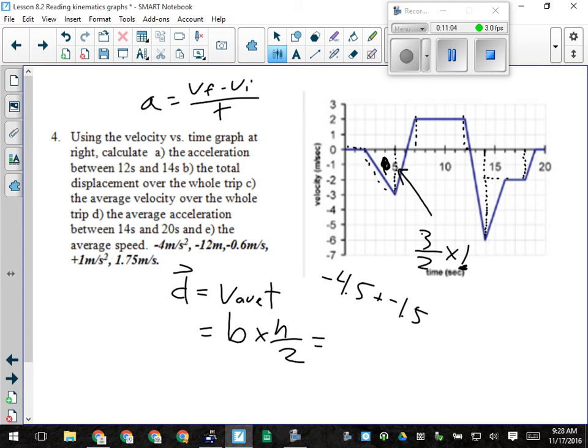Okay, I know what you're thinking. The line is going back up here, right? Okay, that's fine. The line's going up, but his velocity is still negative. As long as the line is below 0, his velocity is negative. He's accelerating that way, but he's still moving that way.